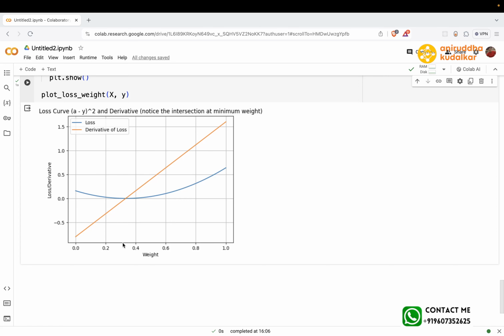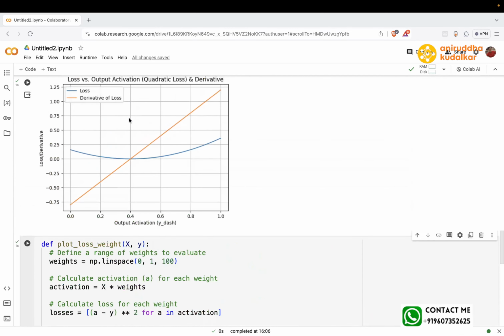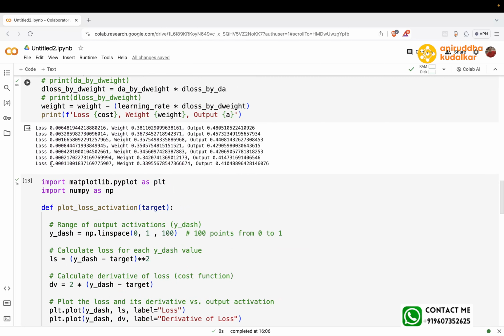If you see this point, what's the expected weight over here? 0.3 or something, 0.31 or something, right? Which means that loss is minimum at this value. Loss is 0 over here, and this point is 0.31. Now if you go to our code output, desired output is 0.410, and can you see weight is 0.33, and output is the desired one.